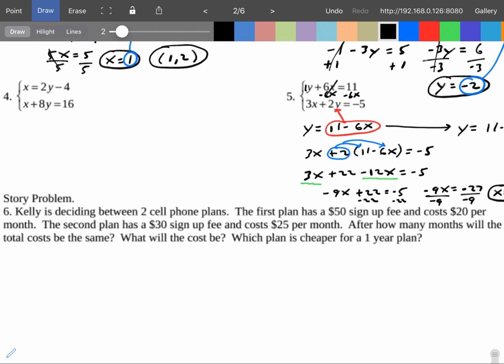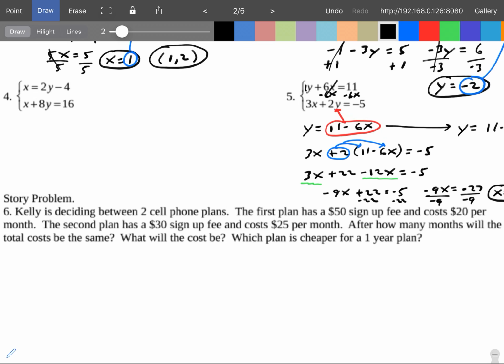All right, so the story problem. It says Kelly is deciding between 2 cell phone plans. The one plan you pay $50 up front and then it costs $20 per month. The second plan you pay $30 up front and then it costs $25 per month. And then there are 3 questions. After how many months will the cost be the same? What will the cost be? And which plan would be cheaper for a 1-year plan?